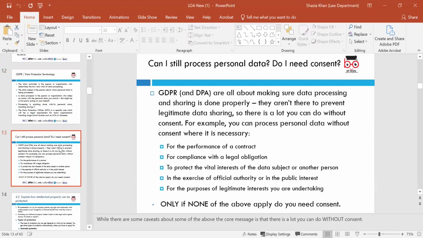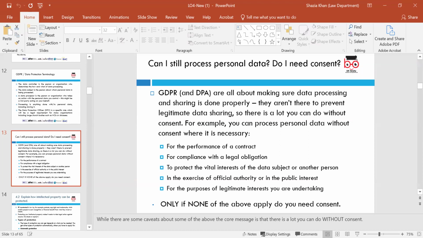Can I still process personal data? Do I need consent? GDPR, again, is the main regulator for this. The Data Protection Act 2018 is the UK's implementation of the GDPR. Everyone responsible for using personal data has to follow the strict rules called data protection principles. As we mentioned the principles earlier, they must make sure that the information is used fairly, lawfully, and transparently.